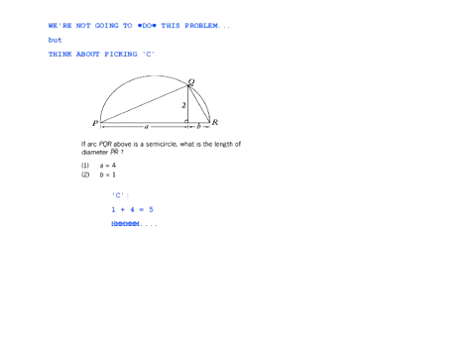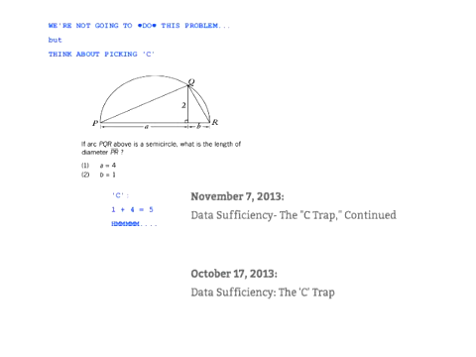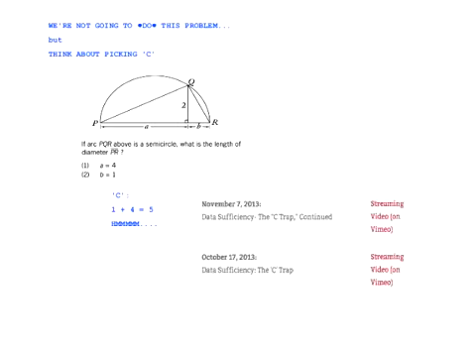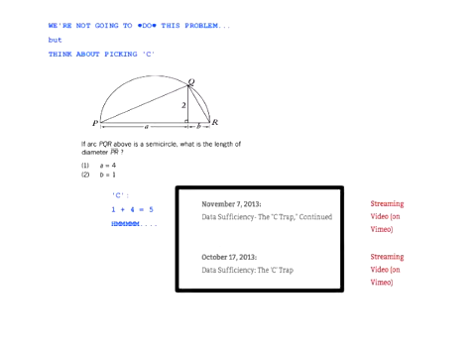Here are 2 archived session recordings that you should watch if you even thought about picking C on that last problem. You might want to check these out. I don't know why these screenshots are showing up so huge. But this whole C trap idea is a very big deal on data sufficiency. Basically, if choice C is this easy, it's going to be wrong pretty much every single time. So just keep this in mind.